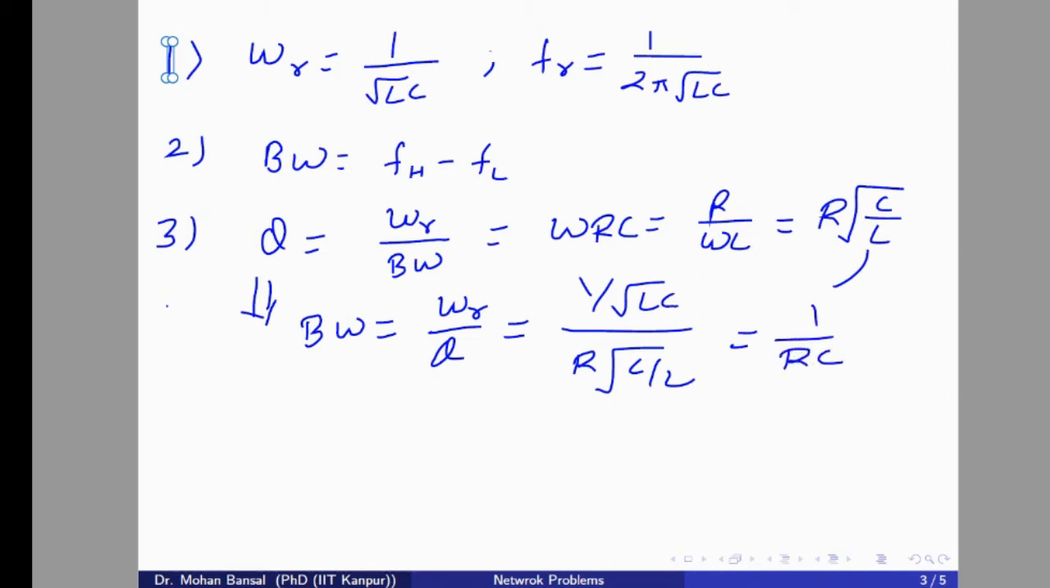So you need to remember these three important formulas for solving the problem. One, bandwidth is 1 divided by RC. Two, omega R is equal to 1 divided by root LC. And three, quality factor is omega R divided by bandwidth, which is equal to omega RC, which is equal to R divided by omega L, or equal to R into root C divided by L. So let's begin to solve the problem.